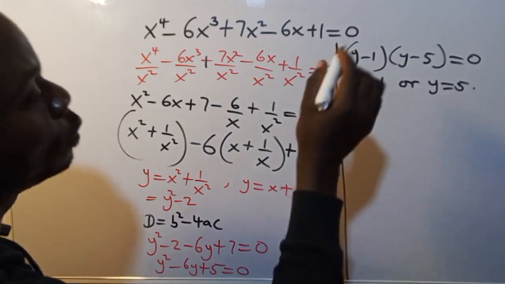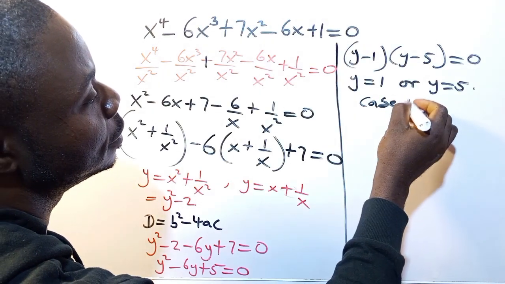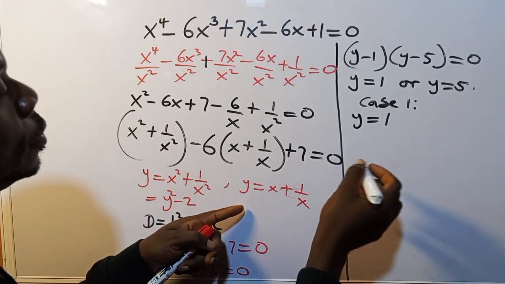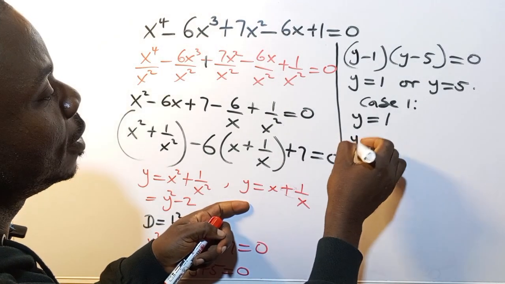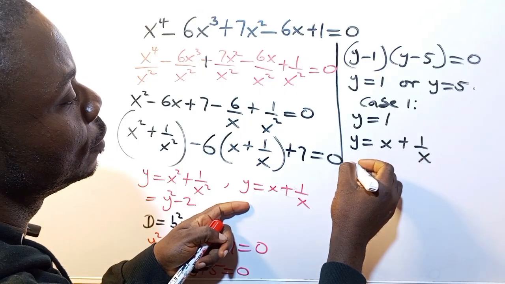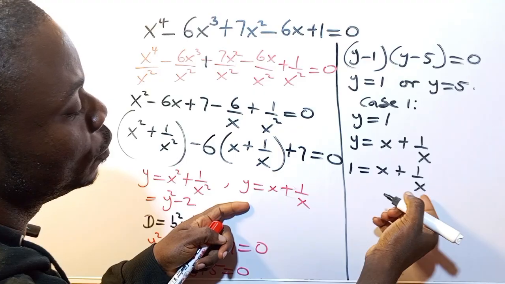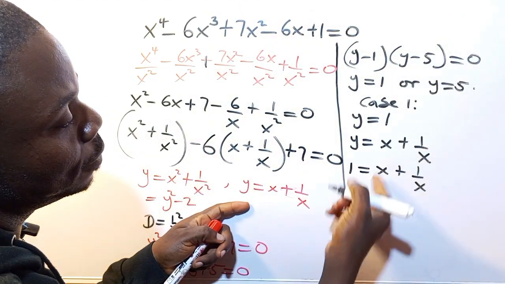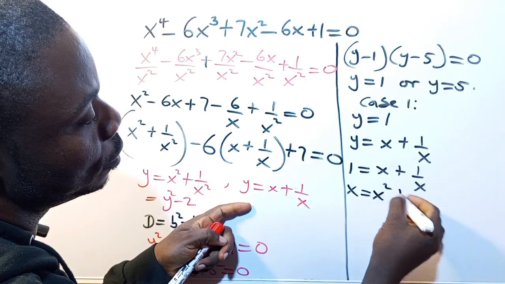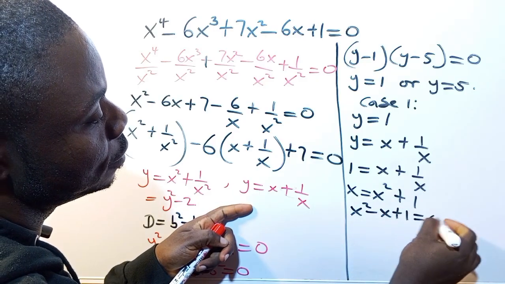Now to solve for s, we have to have two cases. Case 1 is y is equals to 1. So y is equals to s plus 1 over s, so 1 is equals to s plus 1 over s. So you multiply this expression by letter s, and s times 1 is equals to s square plus 1. So s square minus s plus 1 is equals to 0.